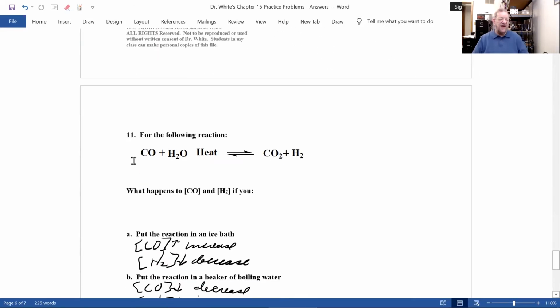Now let's look at an endothermic reaction. Oh my goodness, the plus sign fell off. Sorry about that. And this is an endothermic reaction.